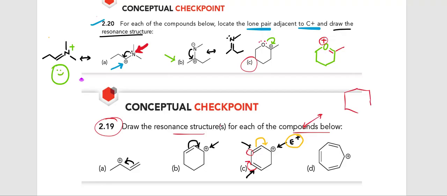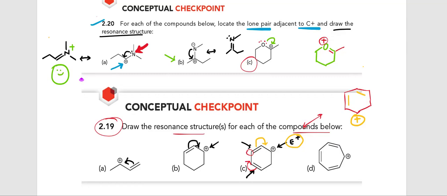So I hope you're understanding what I'm saying. We will have a bond here, and a bond here, and a positive charge here. So this will be our new resonating structure. We can draw it in steps as well. So it will have three resonating structures. We have to draw it in steps.